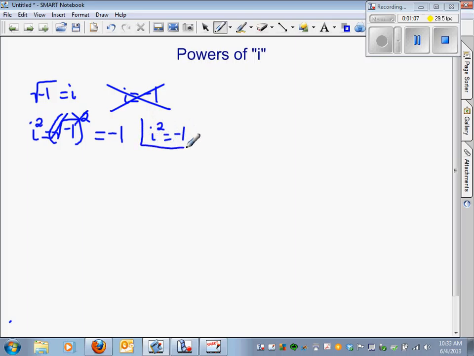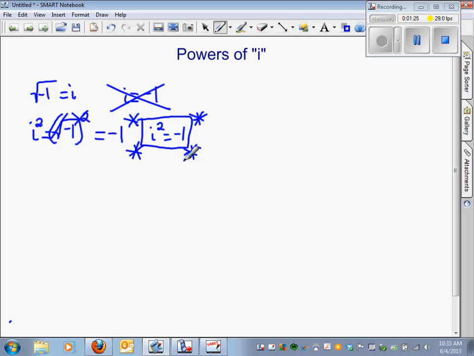So we know that I squared is equal to -1. This is something that you need to memorize. You must know this. You will have to work with this frequently throughout the remainder of this course. You must memorize that I squared is equal to -1. All other powers of I can be figured out if you know this one.